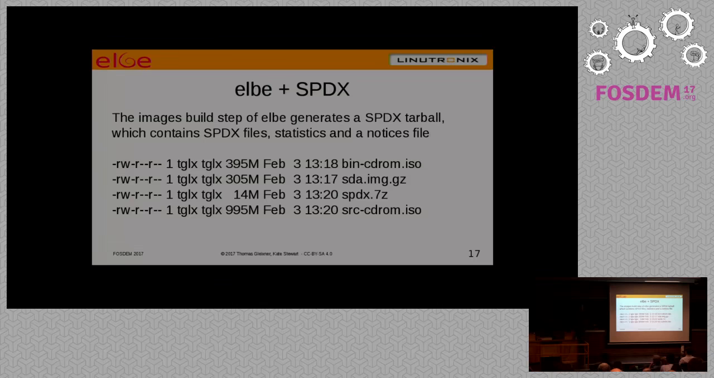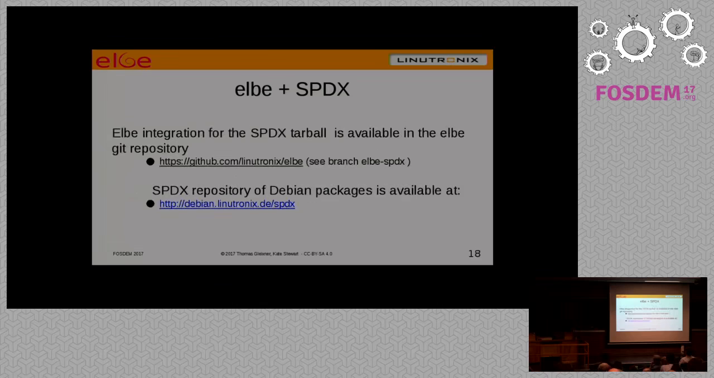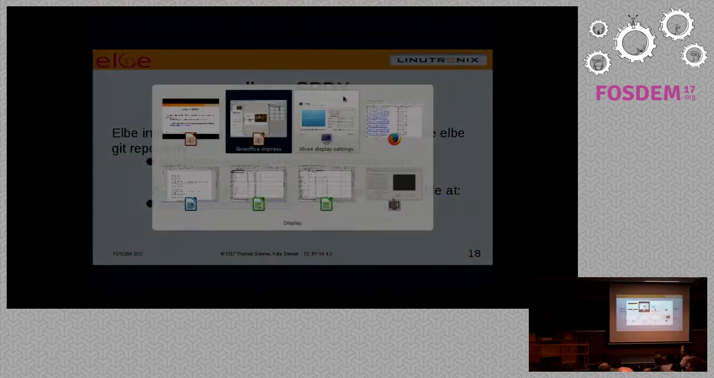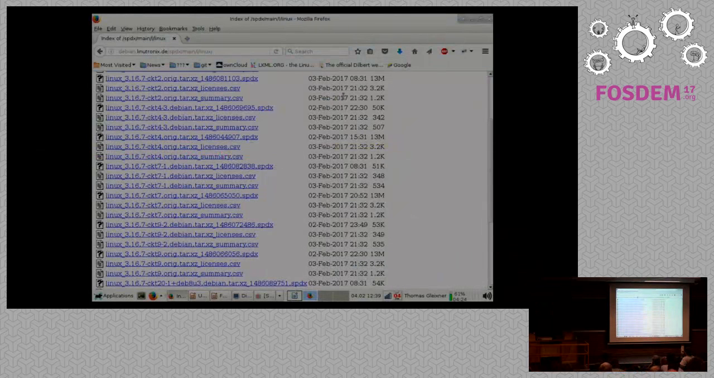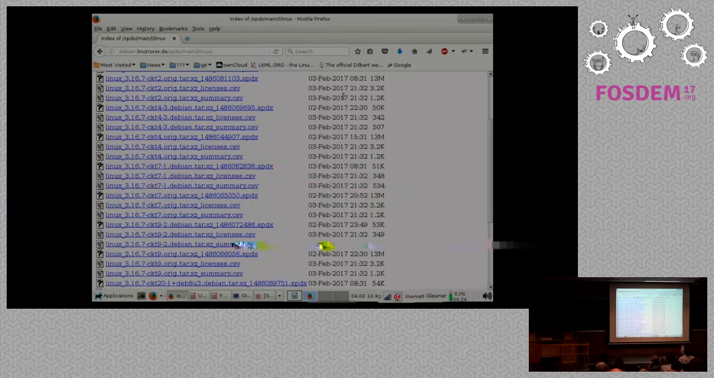The LB integration for the SPDX tarball generation is available in the LB Git repository. There's an LB SPDX branch now. And the SPDX repository is available at our homepage. Let me find a browser. It looks like a Debian pool. It has the same directory structure, so it's analogous: where you find the source files, in the same directory name and path name, is the SPDX and the statistical information.